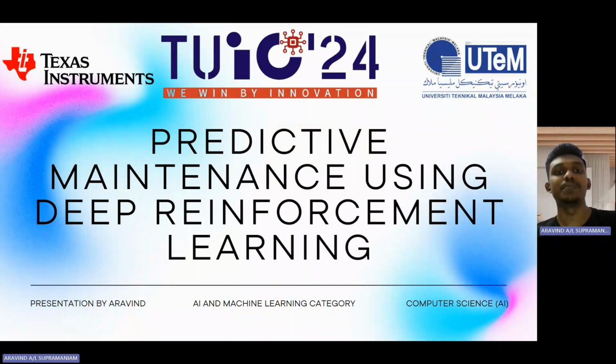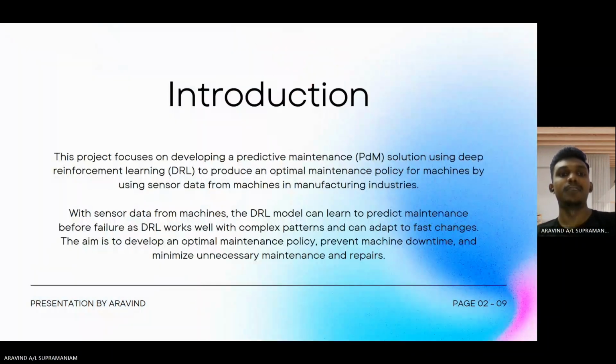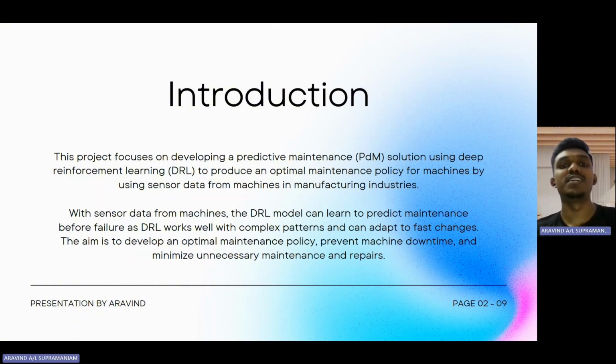Today, I will present my innovation project titled Predictive Maintenance Using Deep Reinforcement Learning under the category of AI and Machine Learning. To introduce my project, this project focuses on developing a predictive maintenance solution using deep reinforcement learning to produce an optimal maintenance policy for machines. With sensor data from a machine, the deep reinforcement learning model can learn to predict the maintenance before the failure, as deep reinforcement learning works well with complex patterns and adapts to fast changes.